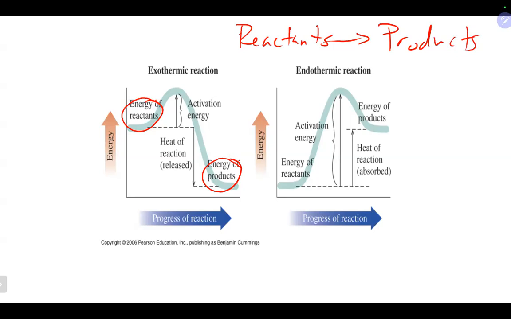And whenever you see an energy diagram where the reactants are actually higher energy than the products, you can think of it this way: the only way for those reactants to get down to the products in terms of energy is energy needs to be given off.